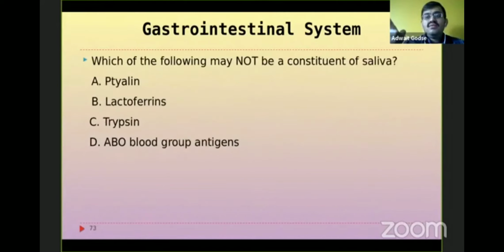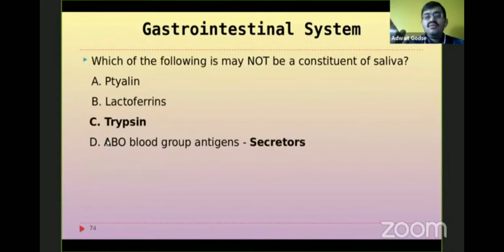Is it fine? Next, which of the following may not be a constituent of saliva? Ptyalin, yes. Lactoferrin, yes. Trypsin tends to confuse a few people. Trypsin is not a constituent. It is a protein digesting enzyme, which is not a function of saliva. Don't get confused. So answer here is this. Some people will be baffled by this. ABO blood group antigens, yes, they are present in saliva, and those people who secrete ABO blood group antigens are called secretors. A favorite viva question: what are secretors?